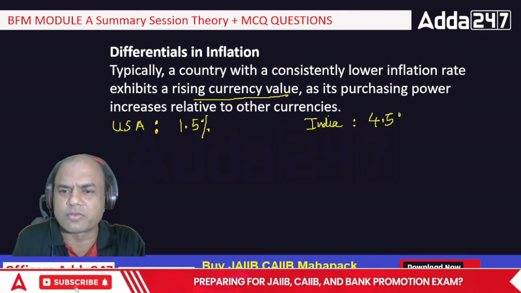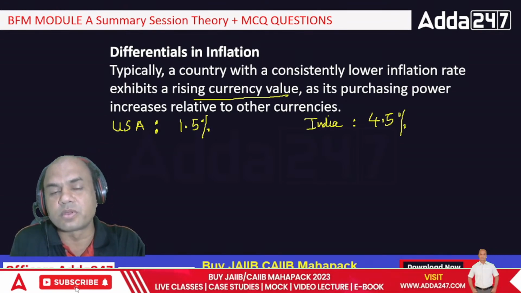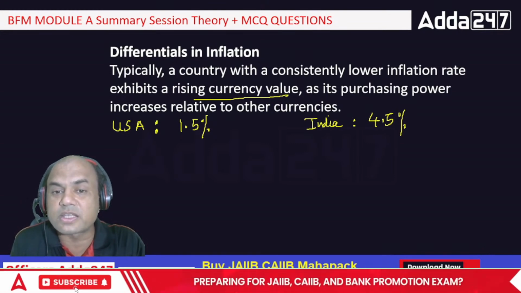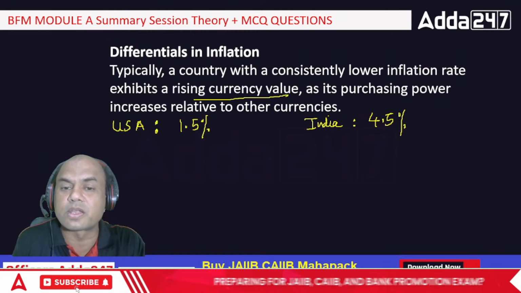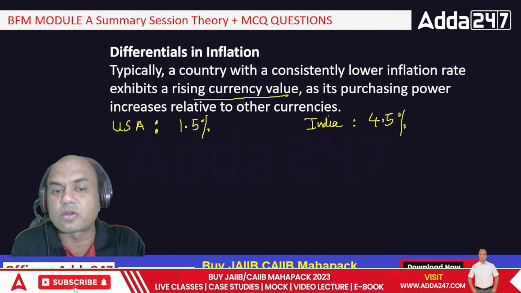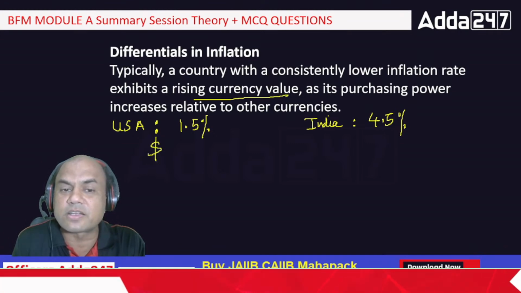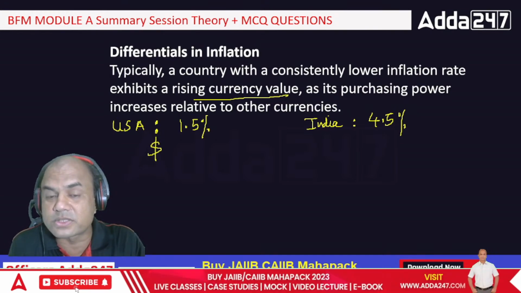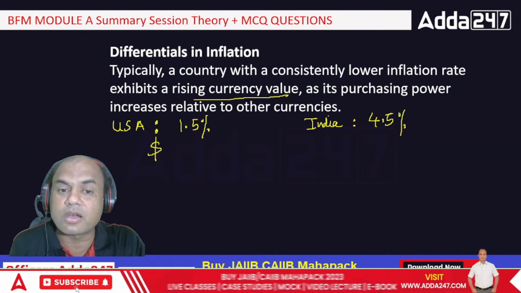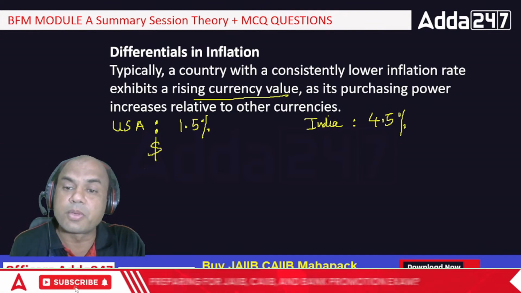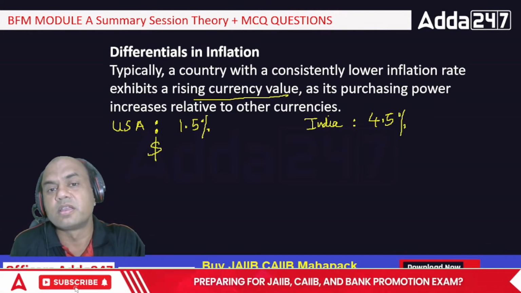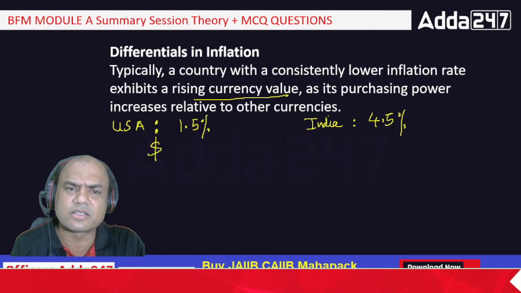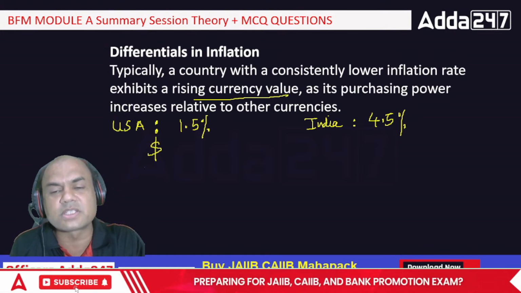Let's take 4.5. So, what does this statement say? A country with consistently lower inflation exhibits rising currency value. So who is stronger over here, dollar or rupee? Dollar is stronger. Why? Because they have lesser inflation. Rupee is weaker in comparison to the US because the inflation is high over here. When inflation comes down to 1.5% in India also, it will definitely make the rupee stronger. And we are moving towards it.